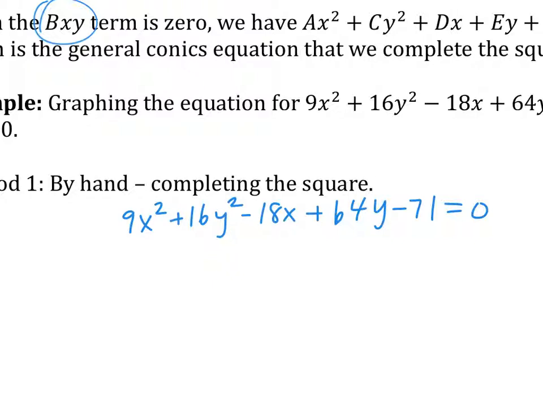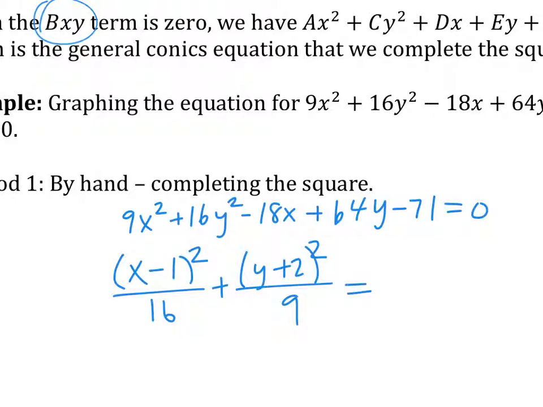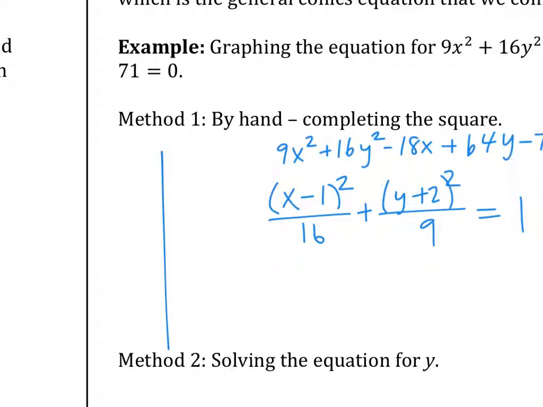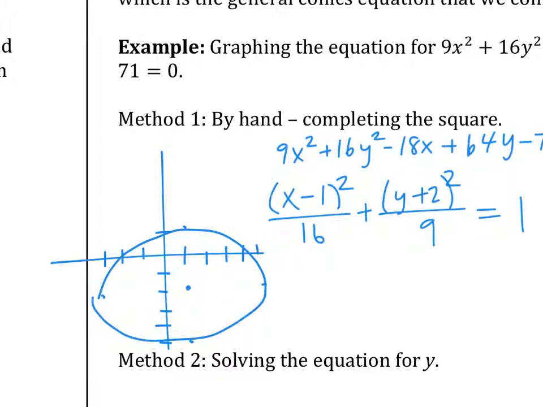All right, once you complete the square, you should get x minus 1 squared over 16 plus y plus 2 squared over 9 equals 1. If you graph it, 1, negative 2 is the center, and it's going to go right 4, left 4, and up 3, down 3. So this ellipse looks something like this.